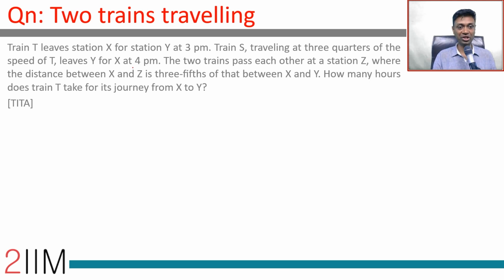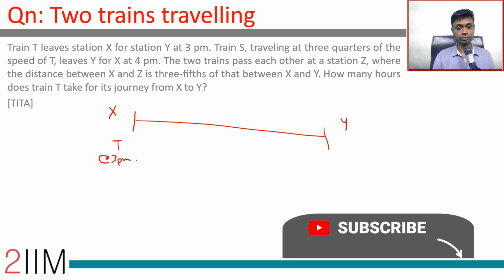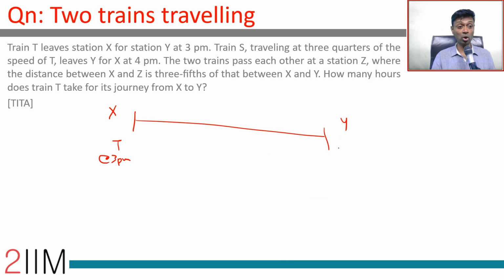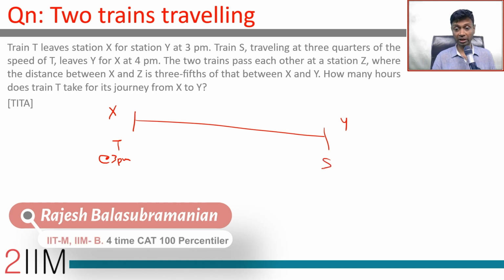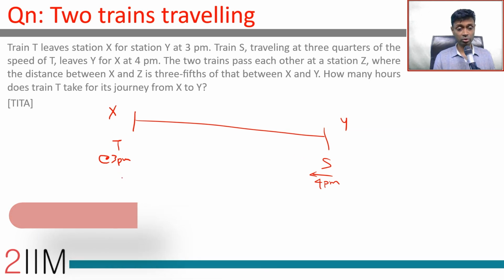Two trains traveling. Train T leaves station X for Y at 3 p.m. X to Y. Train S, traveling at 3/4 of the speed of T, leaves Y for X at 4 p.m. Train S this way, 4 p.m. This is traveling at 3/4 the speed of T, so this is going to travel at 4v, this travels at 3v. I don't want to deal with 1 and 3 by 4 or 0.75. 4v and 3v work just fine.